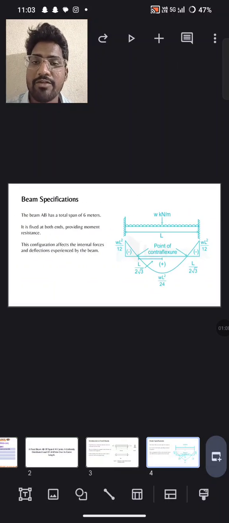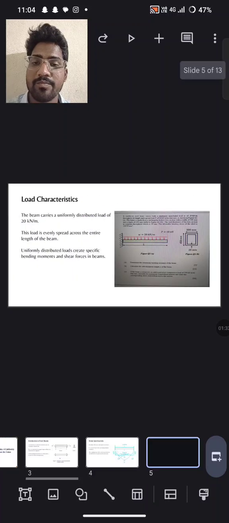Beam specifications. The beam AB has a total span of 6 meters. It is fixed at both ends, providing moment resistance. These configurations affect the internal forces and deflections exerted on the beam.